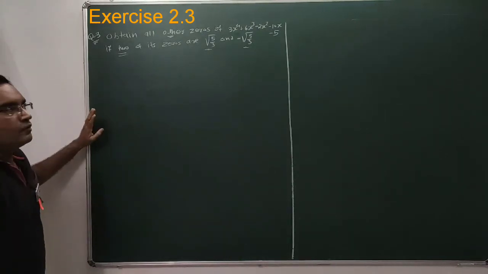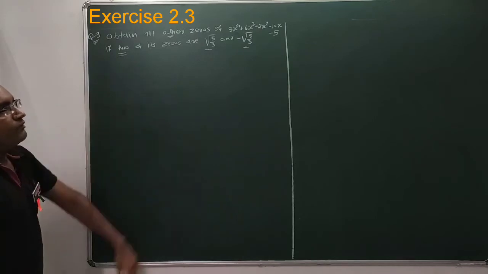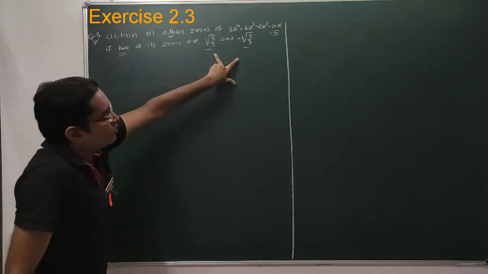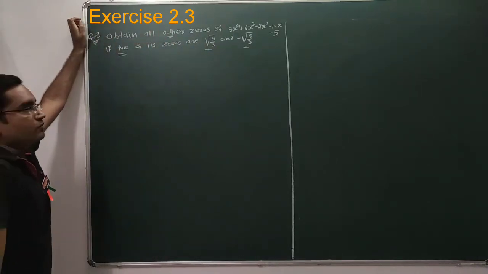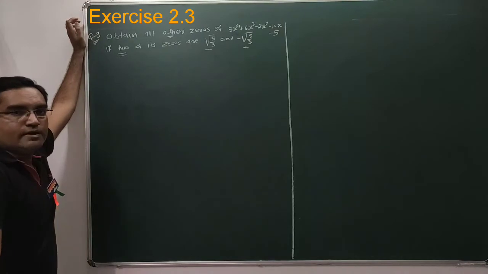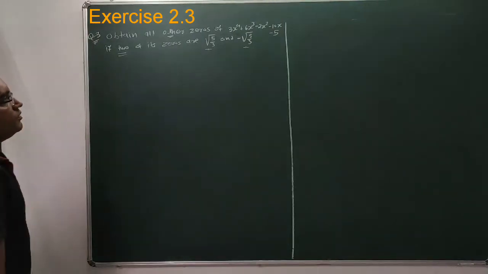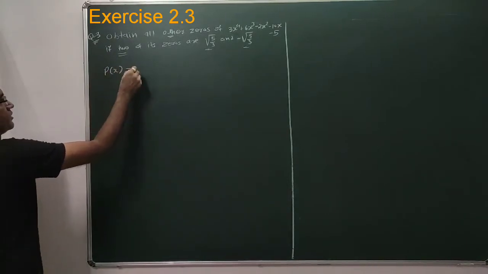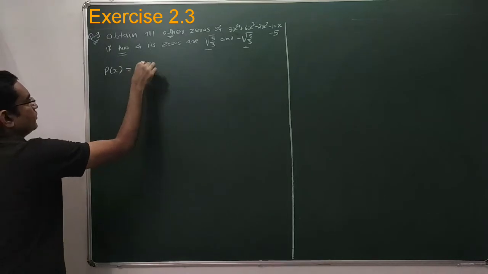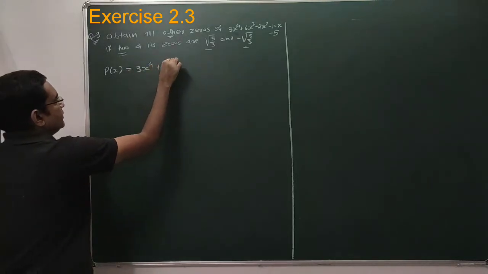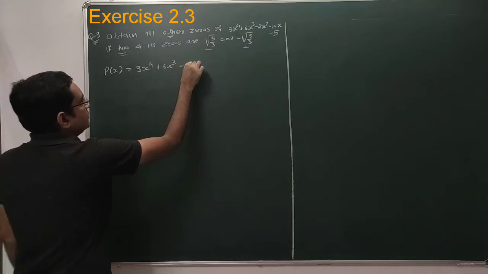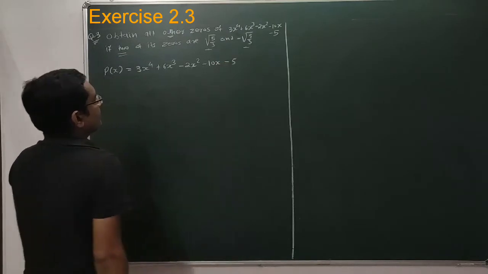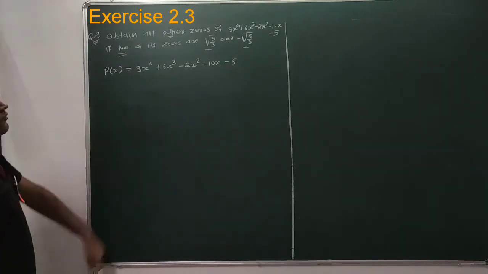Clear, friends? What is the question? Polynomial with degree 4 is given, so it has maximum 4 zeros. Out of that 4 zeros, 2 zeros are given. You have to find the remaining zeros. This is the most important question for the board examination. So now we will start with the given polynomial p of x. So here p of x is 3x raised to 4 plus 6x cube minus 2x square minus 10x minus 5. This is the polynomial with degree 4, maximum 4 zeros are there.